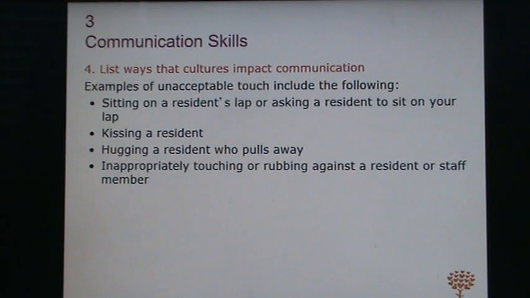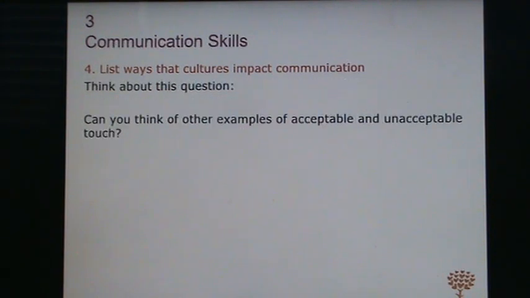Now you have to be careful when it comes to touching. You don't want to be accused of sexual harassment, okay? Never sit on a resident's lap, and they should not sit on your lap either. Never kiss a resident. There is an appropriate hug, and there is an inappropriate hug. You can hug a resident on the shoulder, just put your arm around them for a second and take it off, and that's it. But don't stand face to face and wrap your hands around the resident as if the resident is your girlfriend or wife. That will not be appropriate, so be very careful.